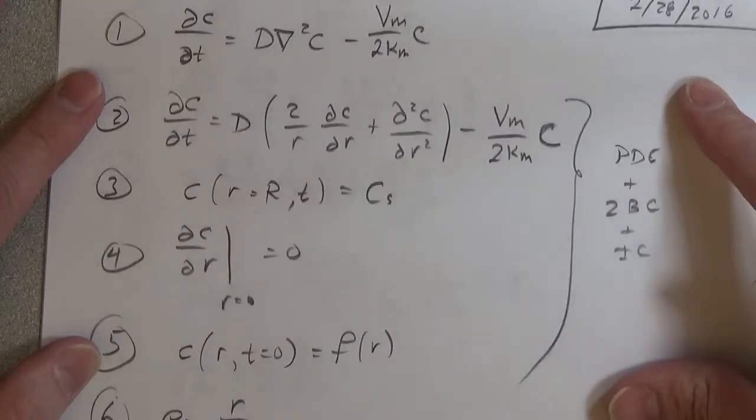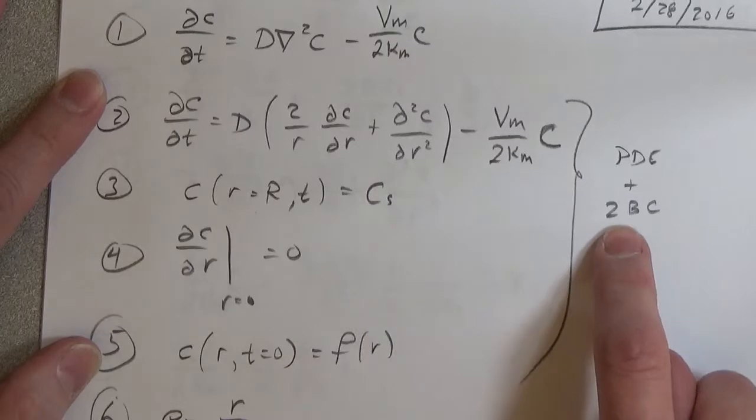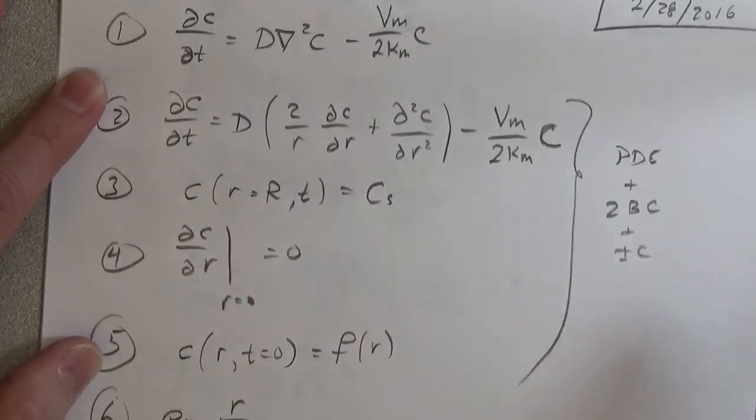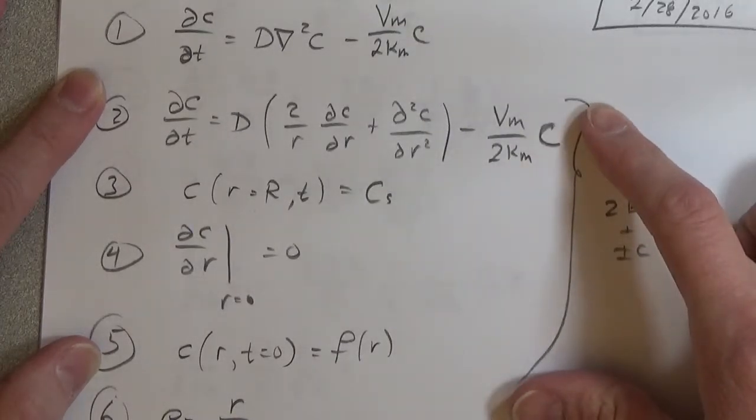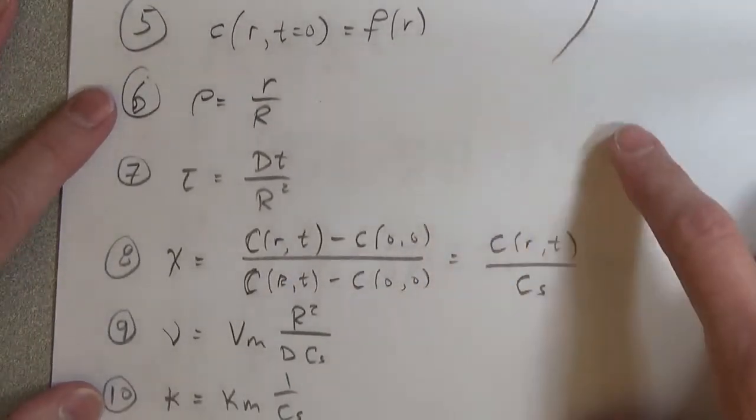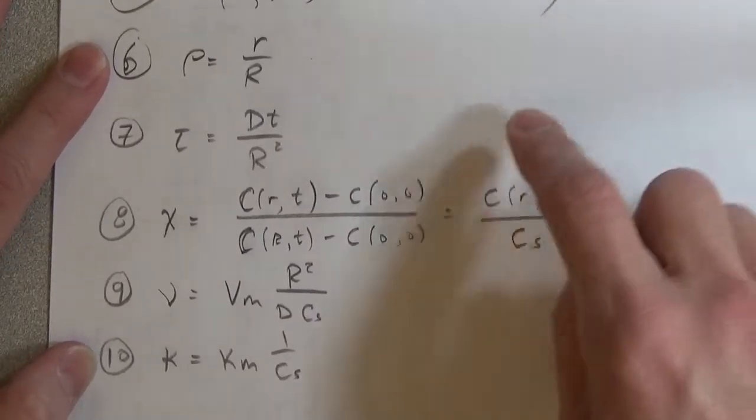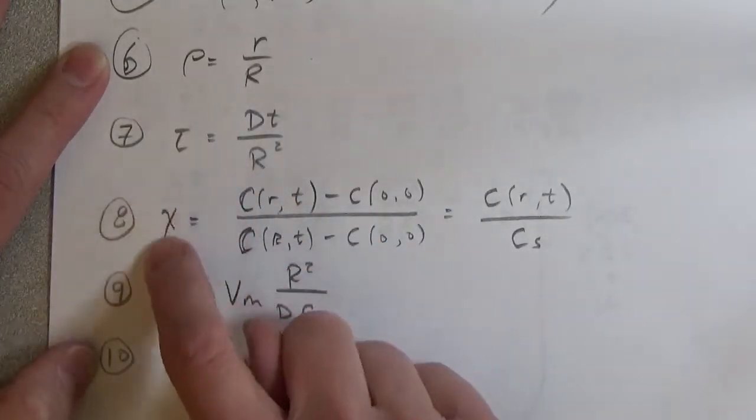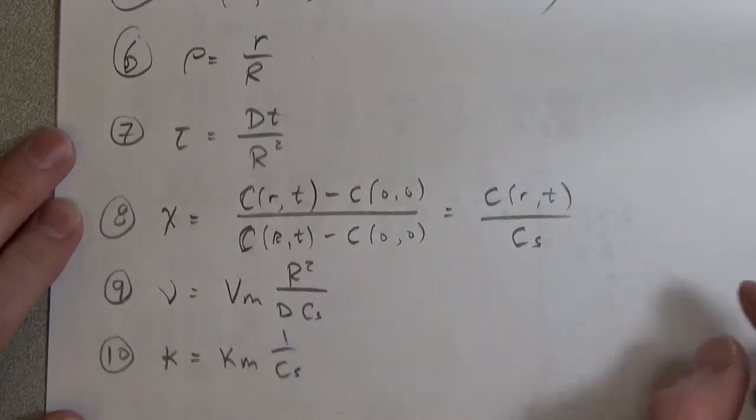So here we have a partial differential equation. It's second order in r, which means we have 2 boundary conditions, and 1 derivative with respect to time, so we have 1 initial condition. And this is the problem we want to solve. Again, we want to move to dimensionless values, and we'll use the same dimensionless parameters we had before, the same as problem 1. We have rho, tau, and chi for dimensionless position, time, and concentration, and then nu and kappa for the Michaelis-Menten parameters.